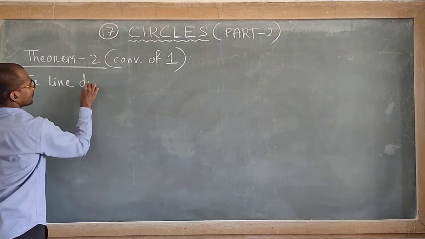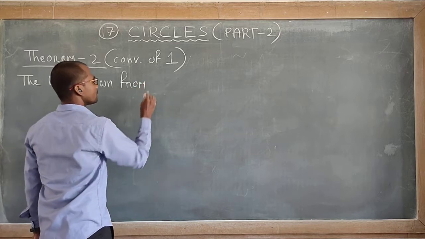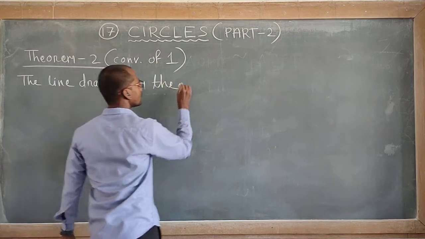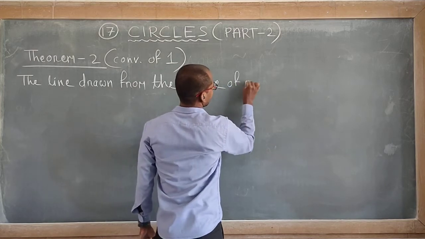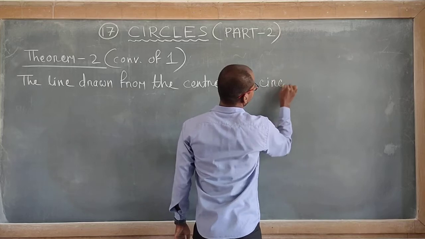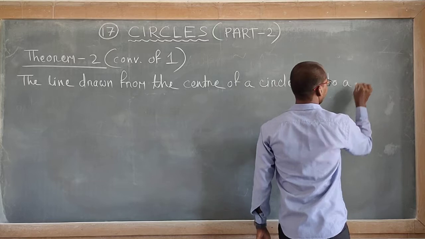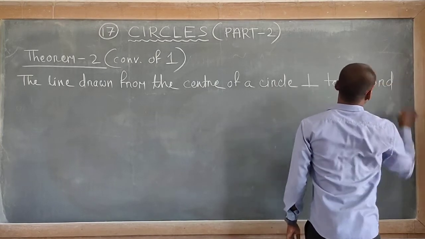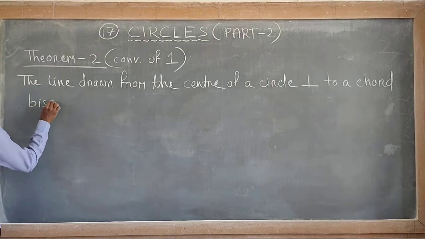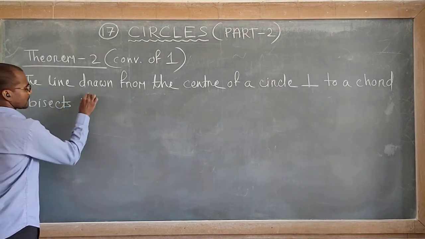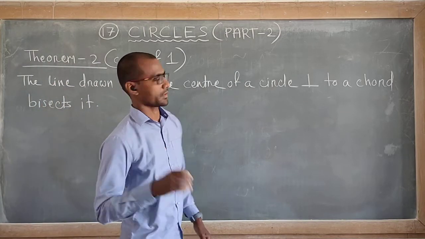The line drawn from the center of a circle perpendicular to a chord bisects it. Bisect then perpendicular, perpendicular then bisect.